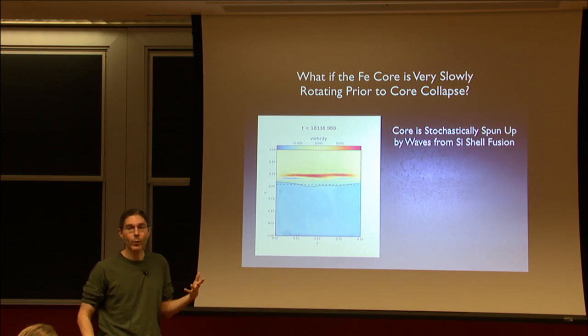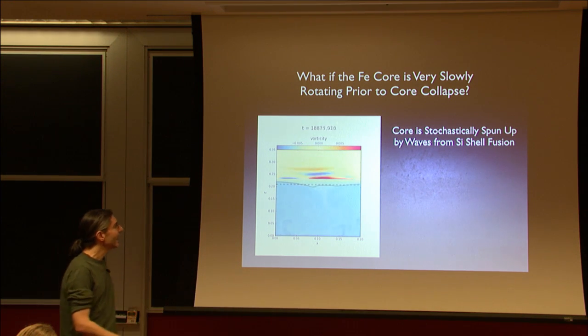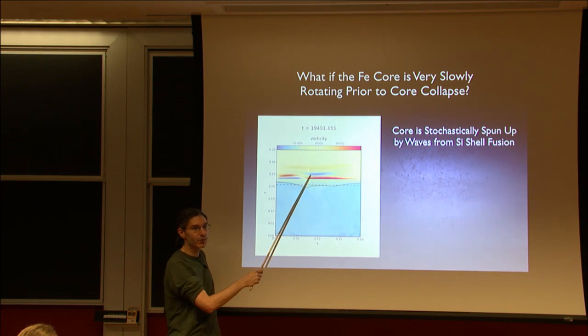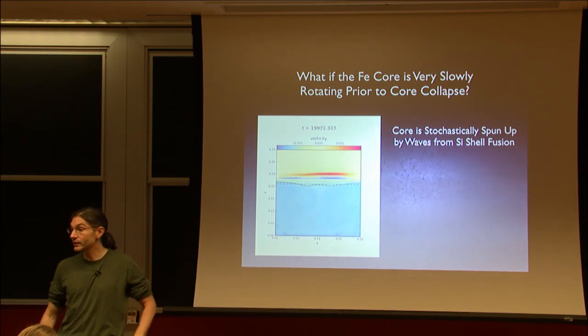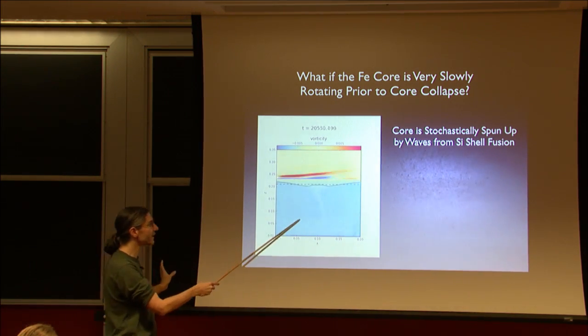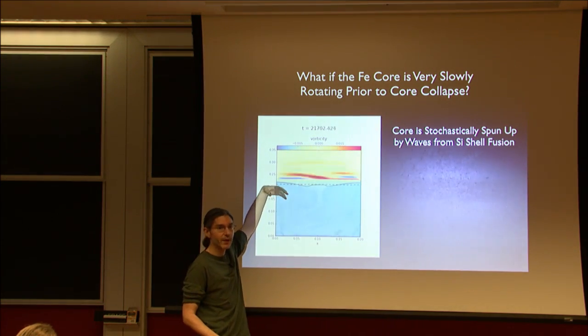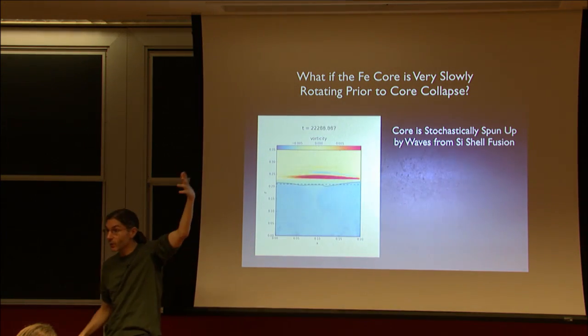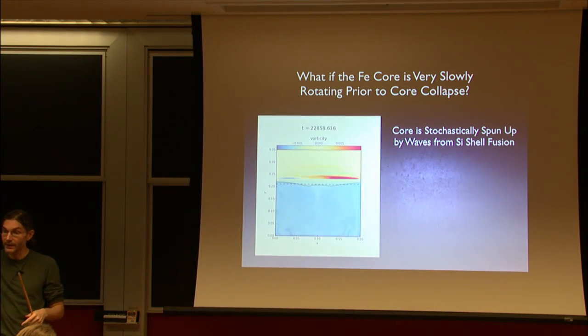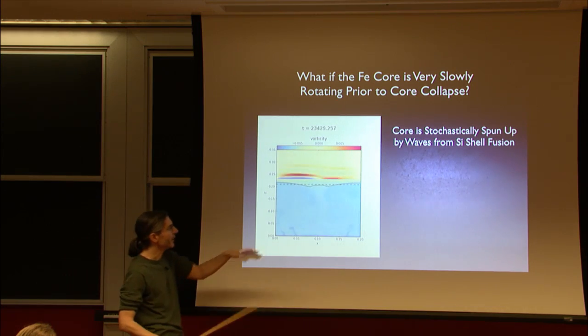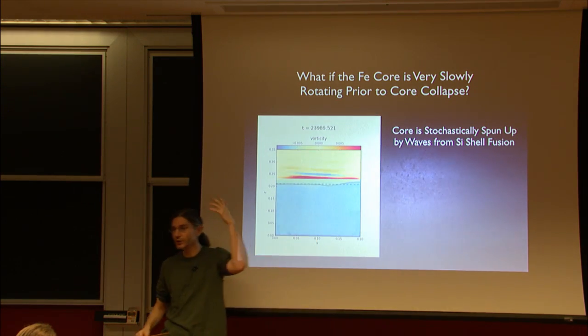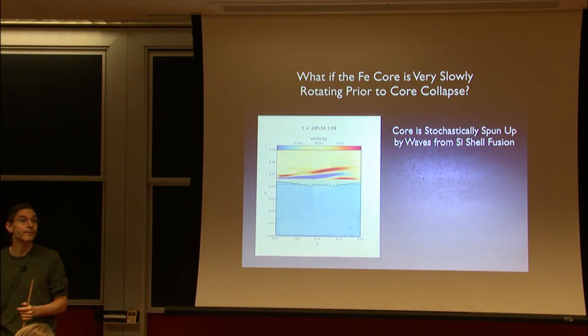Then what we think will happen is that this wave excitation process is really a stochastic process. And you can kind of see it in this movie. Individual convective plumes come up, generate a pulse of gravity waves that transfer energy and angular momentum into the core of the star. Then another plume comes up, transfers energy and angular momentum into the core of the star.